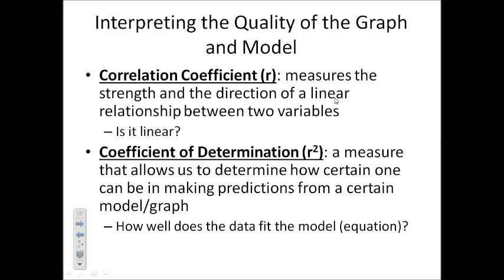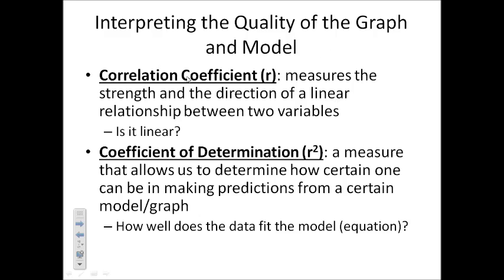One of them is called the correlation coefficient, sometimes known as the R value. All right, this measures basically the strength of the linear relationship. So how linear is the data? All right, if things line up really well, then it has a high correlation coefficient. Then we have the coefficient of determination. This tells us how well that equation fits the data that we have. So this is telling us about the equation.